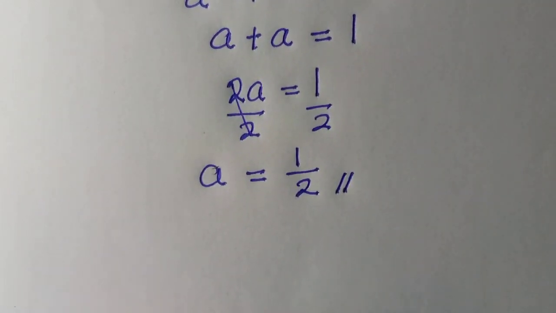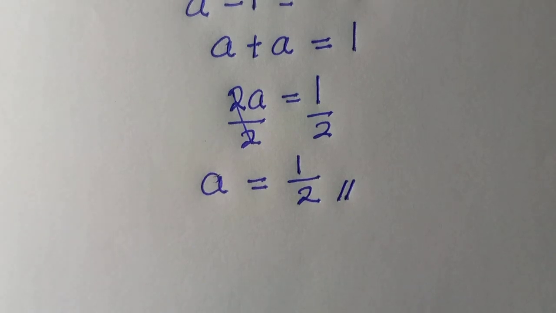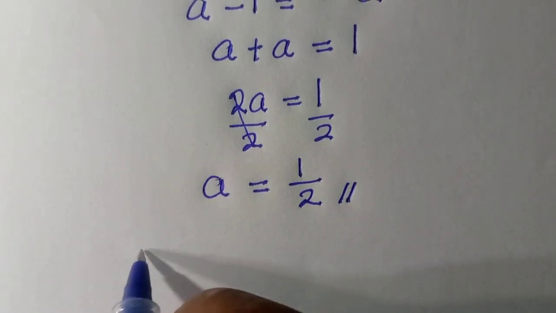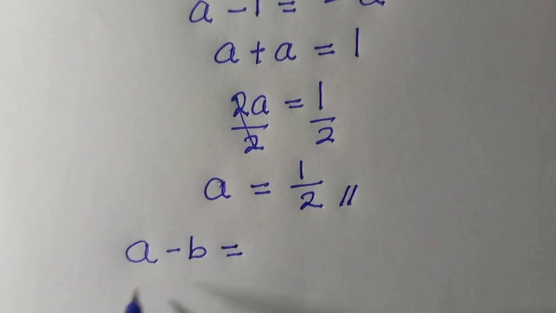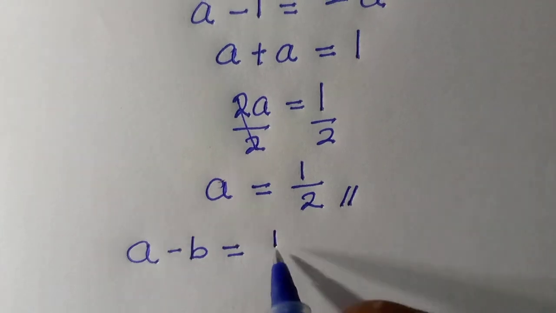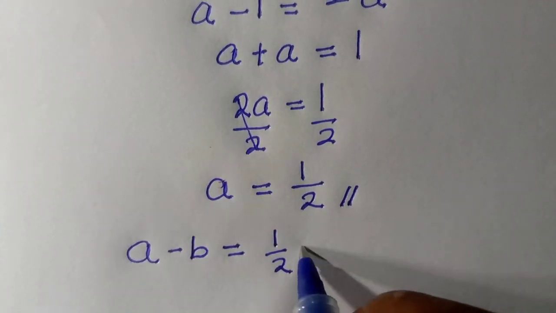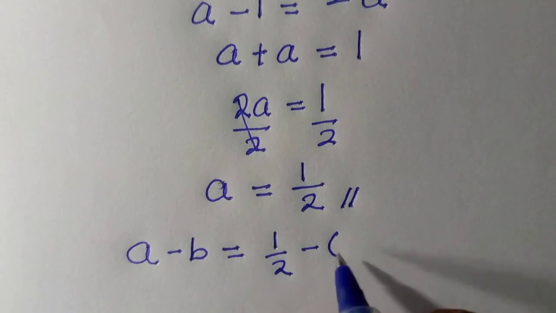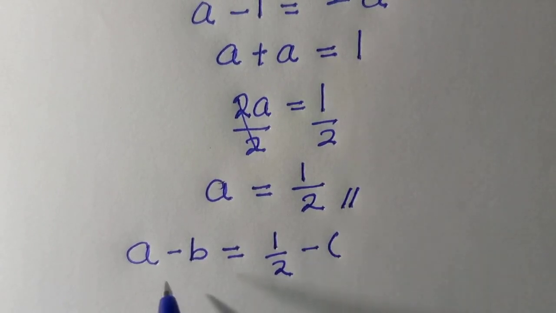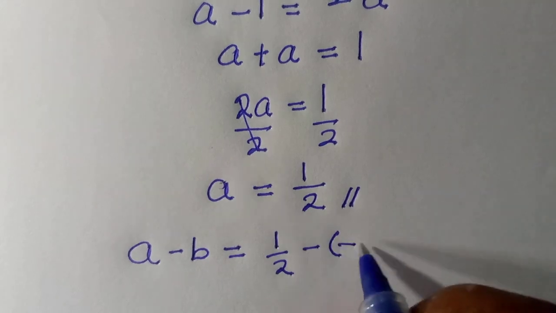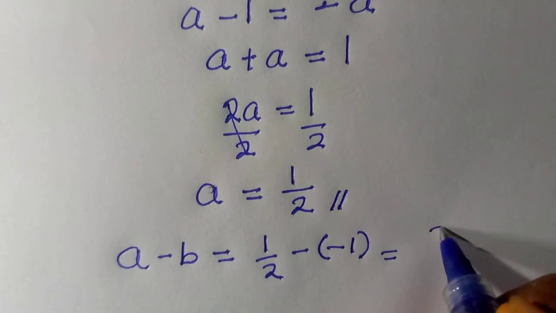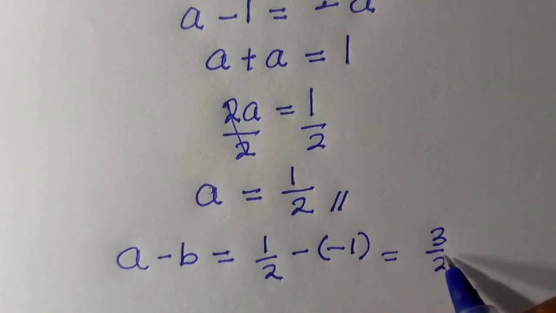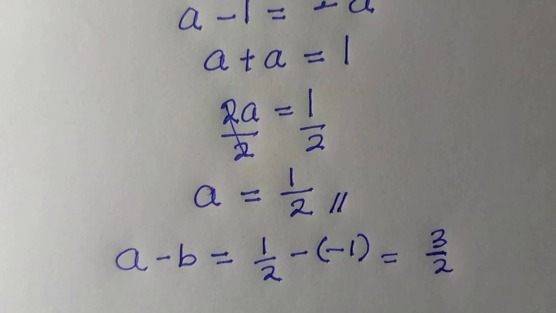Then according to what was asked, find a minus b. To get a minus b, we substitute the value of a, which is 1 divided by 2, minus open bracket. We get a equals 1 over 2 at b equals minus 1. So then we put minus 1 here. Therefore we have 3 divided by 2. That is the value of a minus b.